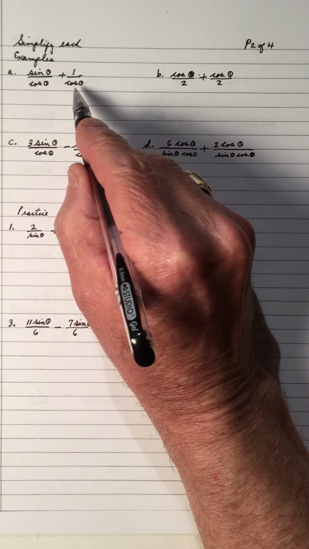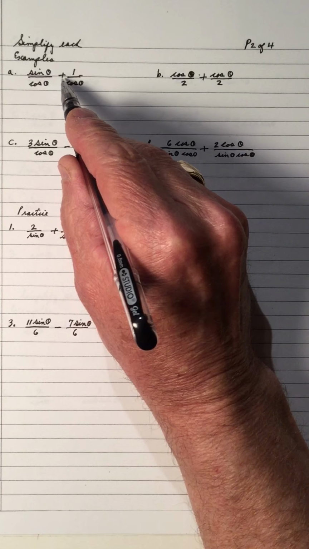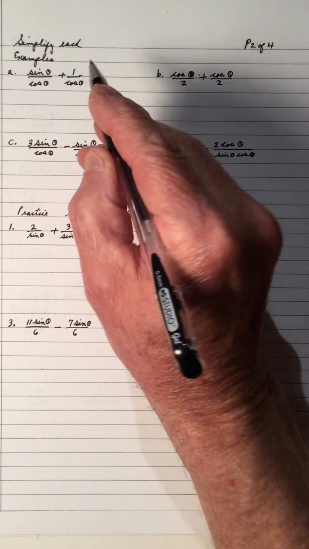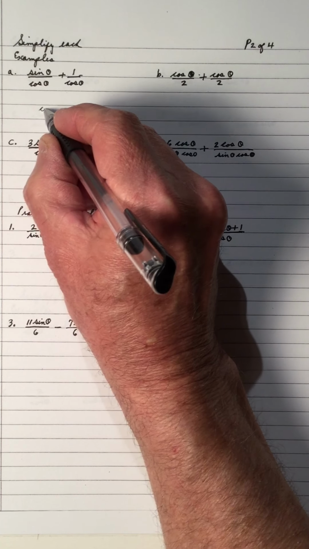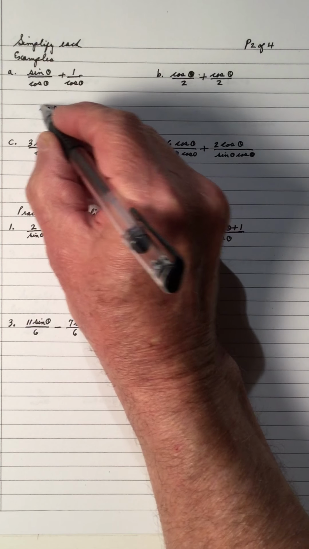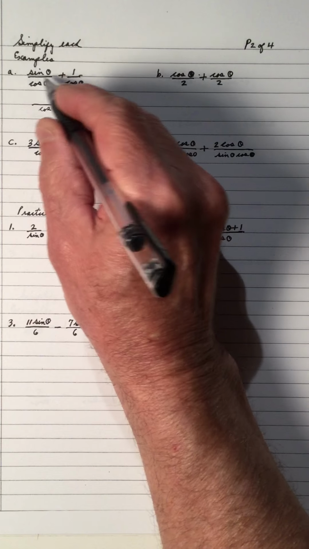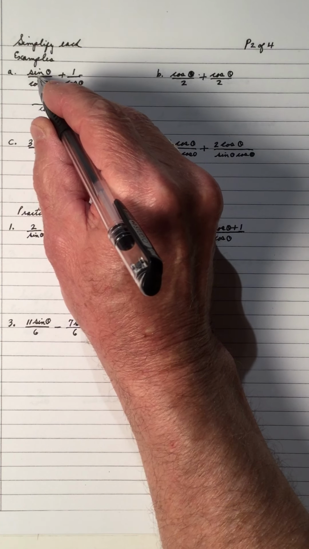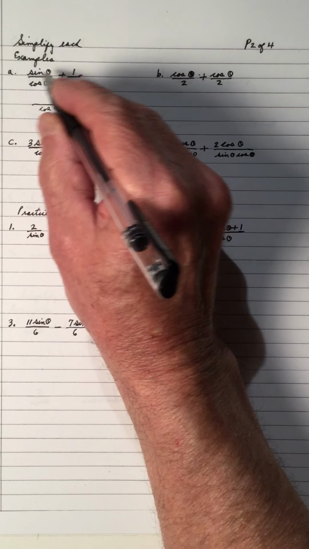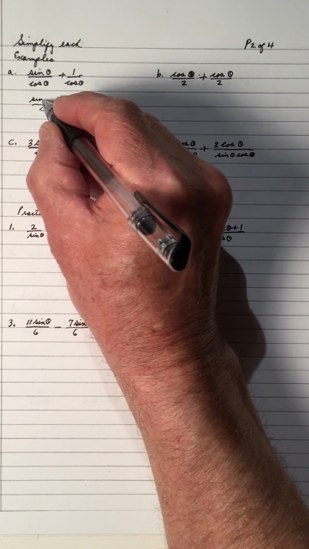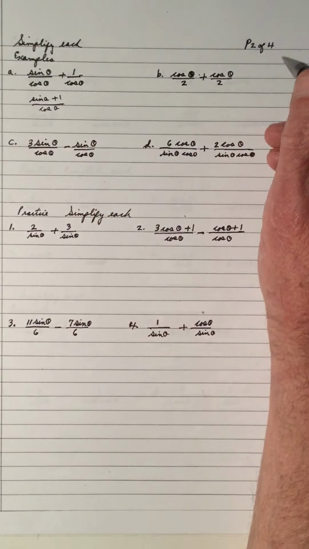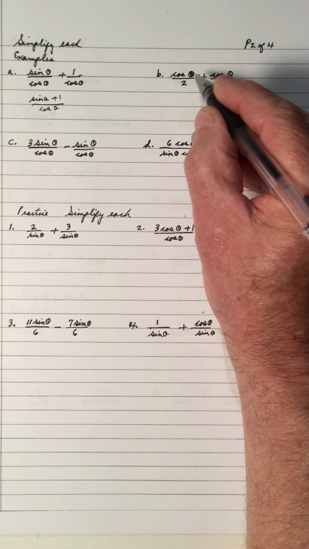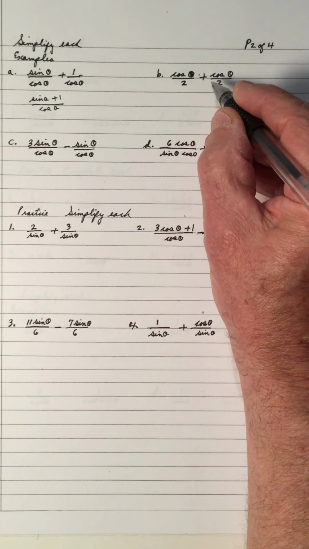We have two fractions, and when we add fractions, which we're doing, we need a common denominator. So the common denominator is cos theta. So we write down the denominator and we add the numerators. But these two terms are not the same, so we just got to write them down. We can't add them together.